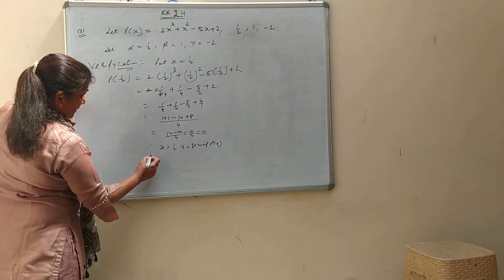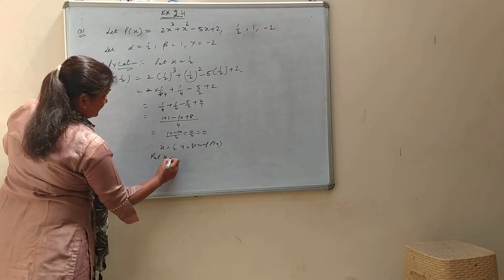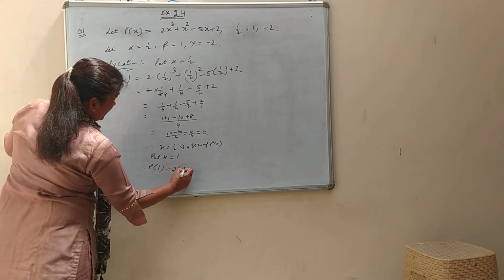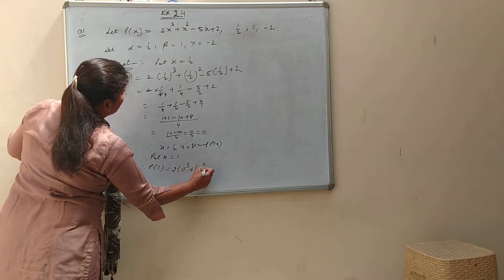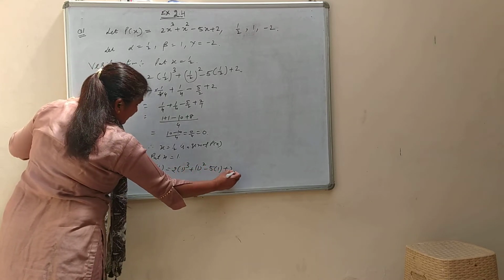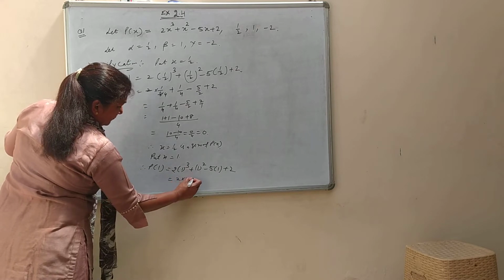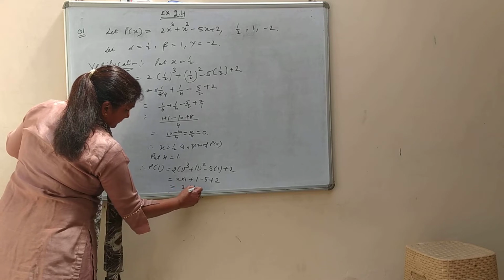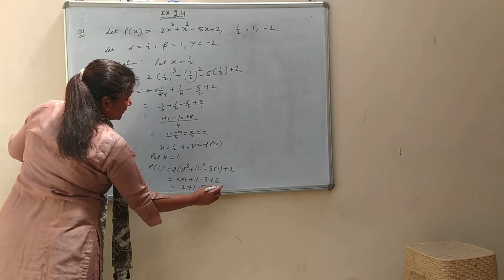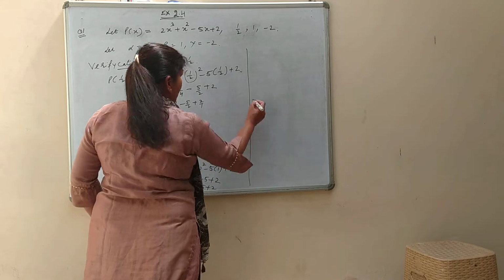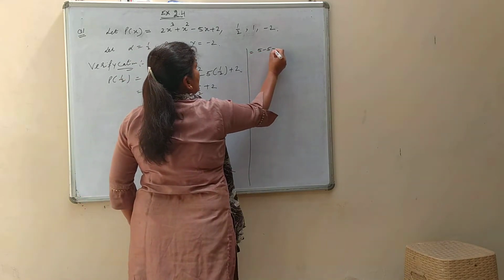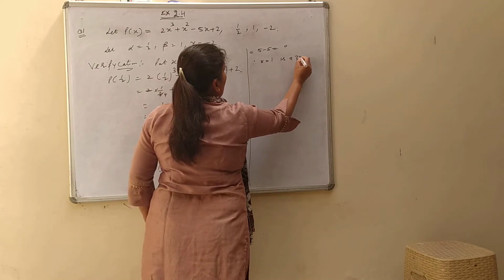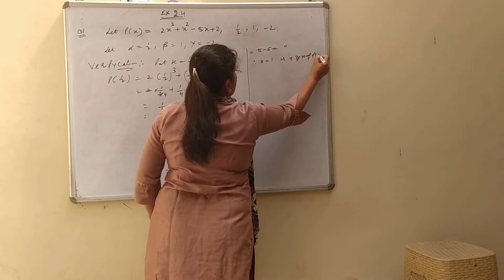Similarly, we will put x is equal to 1. Therefore, P of 1 is equal to 2 into 1 cube plus 1 square minus 5 into 1 plus 2. 1 cube means 1. 1 square means 1. 5 minus 5 is equal to 0. Therefore, x is equal to 1 is a zero of P of x.